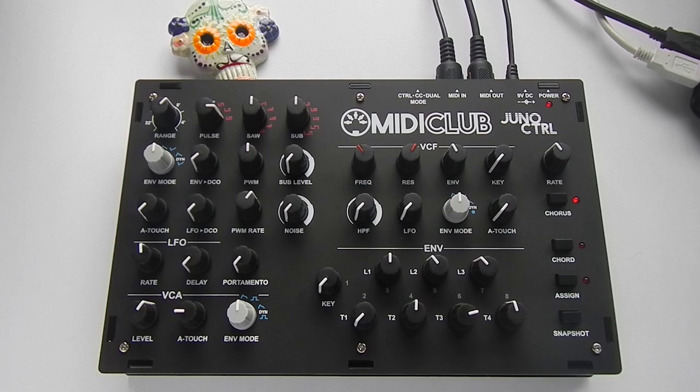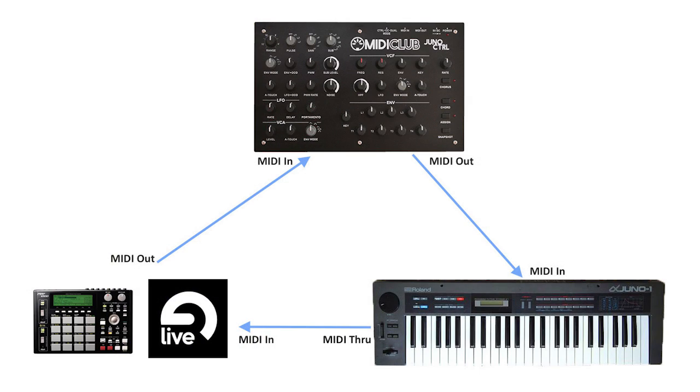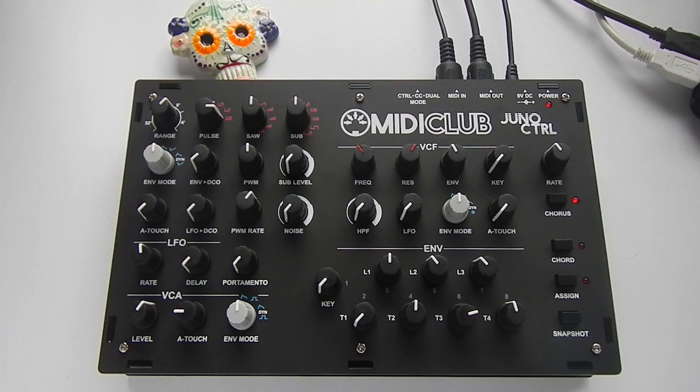So, it's nice to be able to draw an automation with your mouse in Ableton and have it control your Alpha Juno, but it's much more useful to actually record automation of parameters by physically moving the knobs on the JunoCTRL itself. And this is just what dual mode allows you to do in combination with a DAW or hardware sequencer, and it's probably my favorite feature of the JunoCTRL.